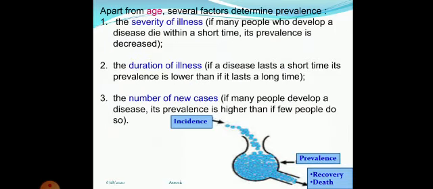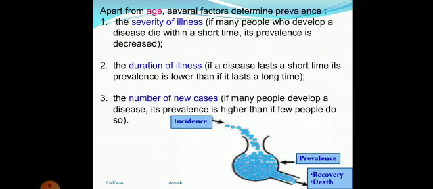Apart from age, several factors determine prevalence. The severity of the disease: if many people who develop a disease die within a short time, the prevalence will be decreased. As we mentioned, also the duration of the disease. If the disease lasts for a short time, its prevalence will be lower, and if it lasts a long time, the prevalence is higher. Also the number of new cases, the incidence: the higher the incidence, the higher the prevalence, but it is also determined by the outcome.